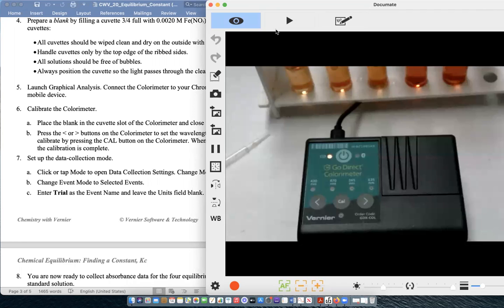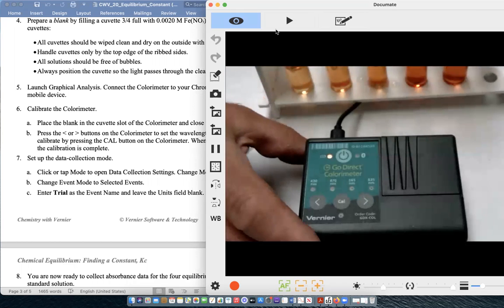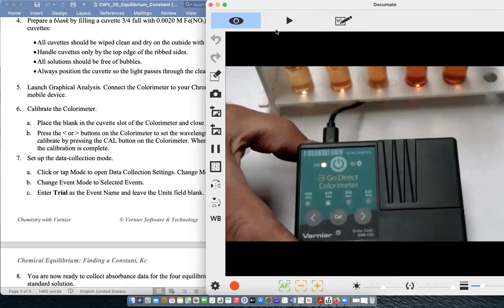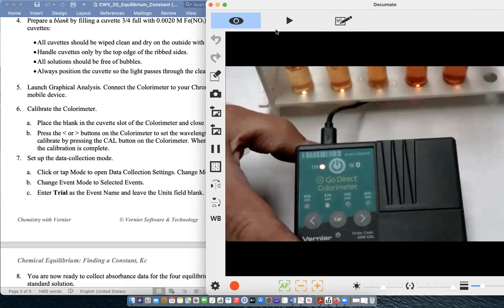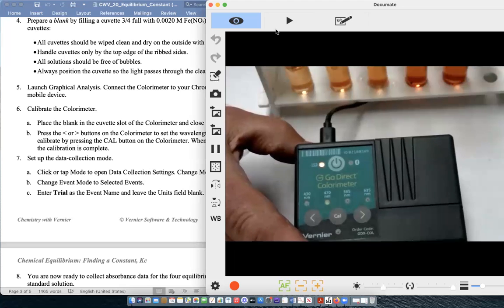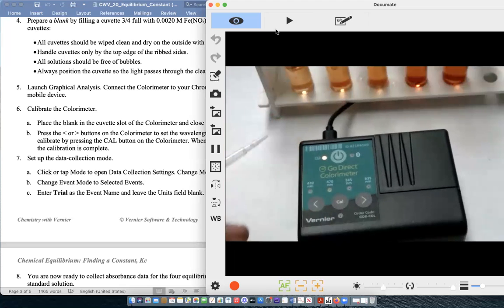So we are set up now to collect data using Vernier's Go Direct colorimeter. And basically, as you can see, there are different LEDs that you can choose. We have the 470 nanometers, which is going to give us the blue light passing through it. And we can also calibrate this.